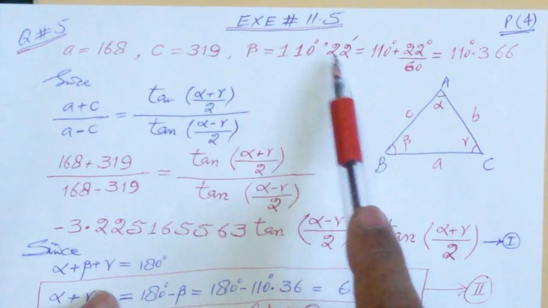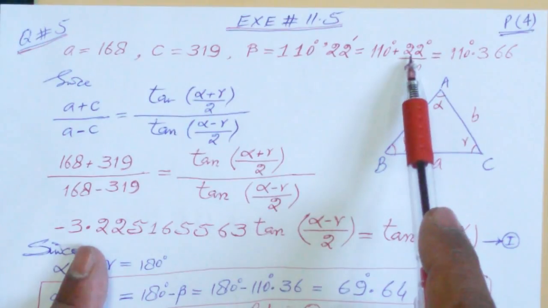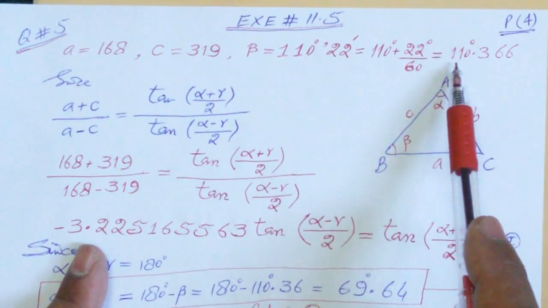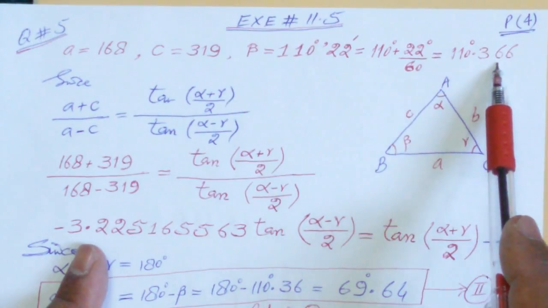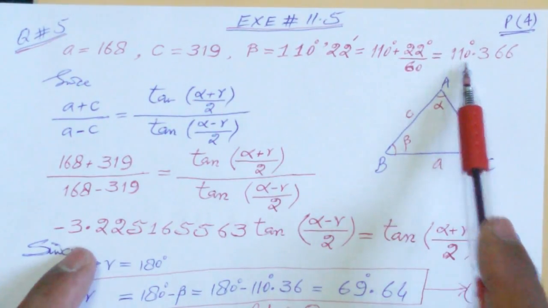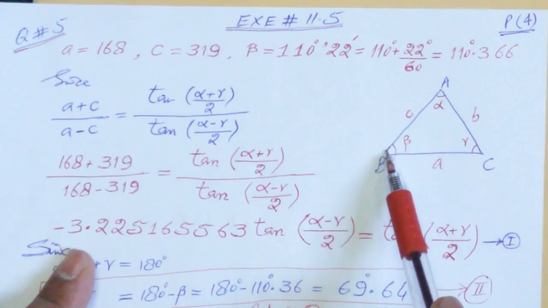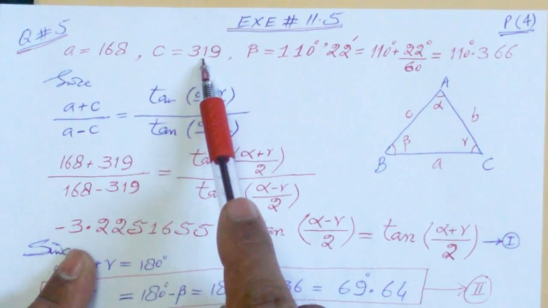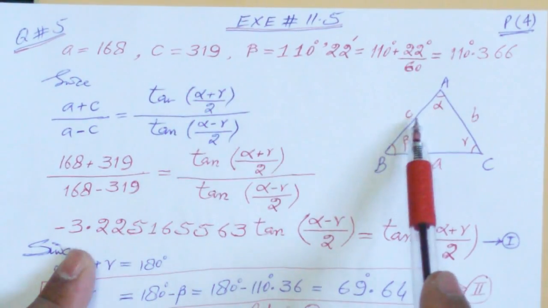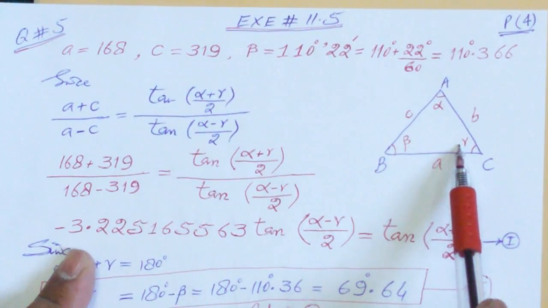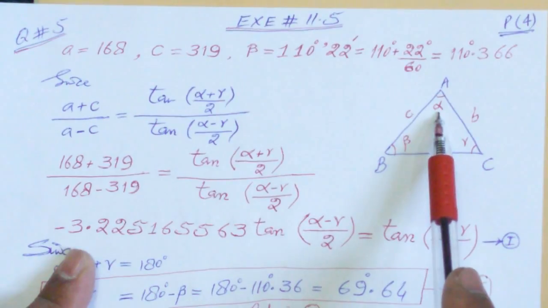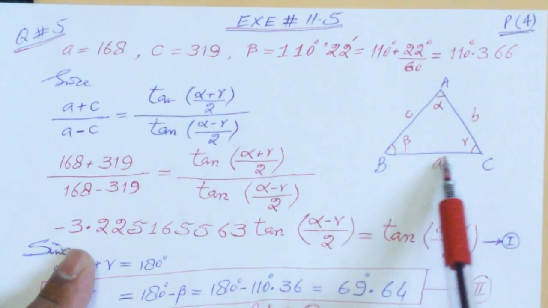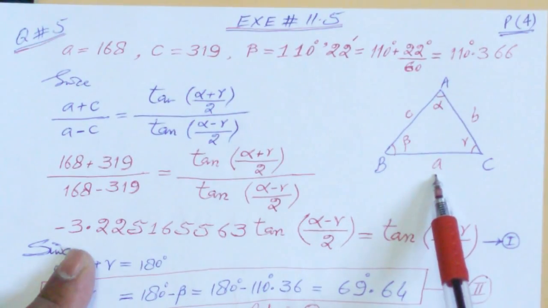Convert the minutes into degrees. For that, we divide 22 by 60, and after the simplification, we get 110.366 degrees. And the length of the third side of the triangle is denoted by c, which is equal to 319 units. And the angle opposite to this side is denoted by gamma. The angle alpha is opposite to the side of the triangle whose length is denoted by a.